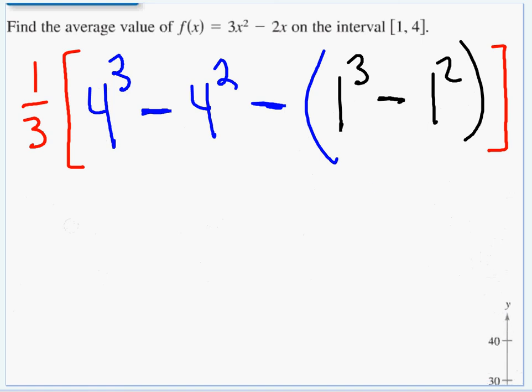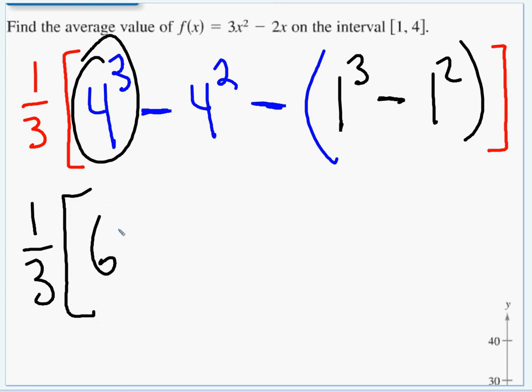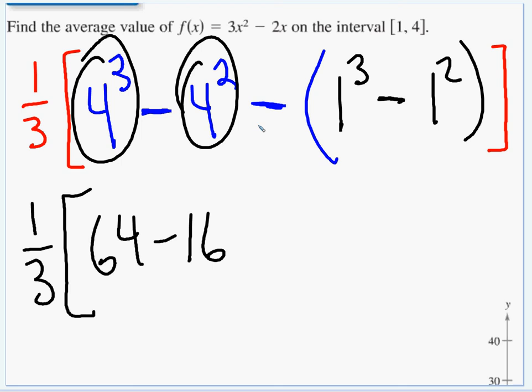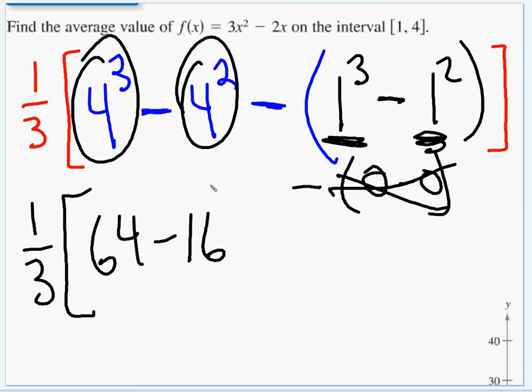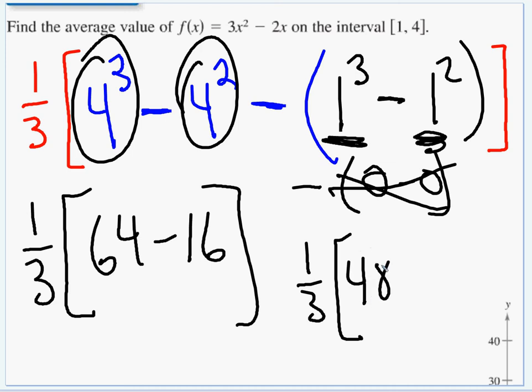Okay, now 1/3. 4 to the third, that is 64, minus 4 squared is 16. And then this is 1 cubed is 1, minus 1 squared is 1, 1 minus 1 is 0. So that becomes minus 0, or just 0, so that's gone. So we have 1/3. 64 minus 16 is 48. And 1/3 times 48, or 48 divided by 3, is 16. So that is our average value.